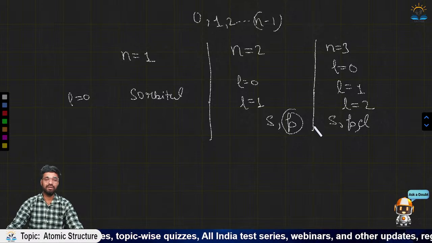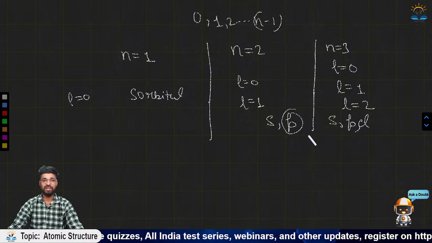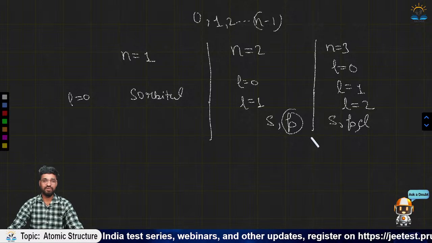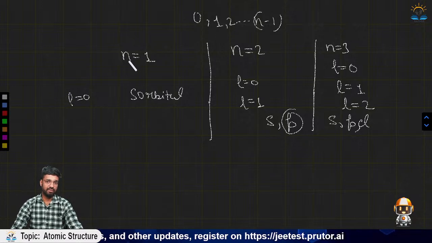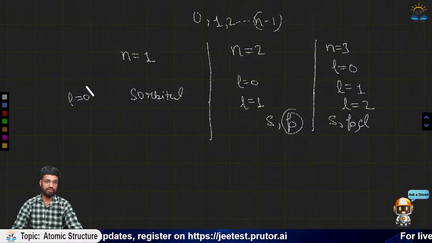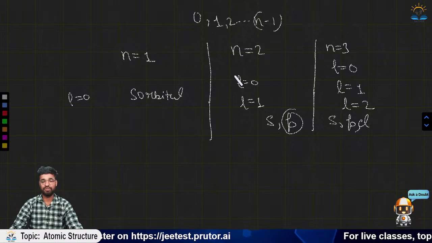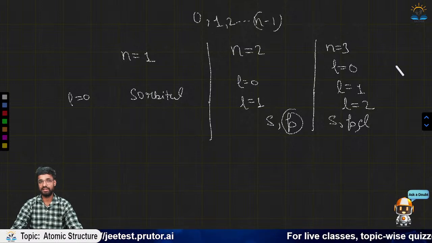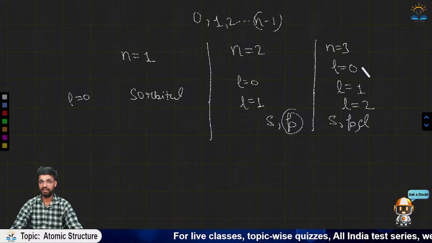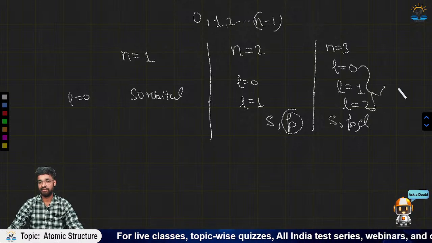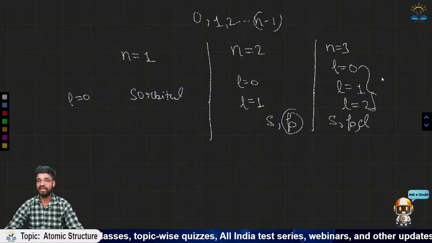You can also say that whatever is the value of n, the principal quantum number, that many subshells will be present here. So n is equal to 1 will have s, then n is equal to 2 will have 0, 1, and n is equal to 3 will have 0, 1, 2, that is 3 and 3. So it is 3. So you can also call it a subshell.